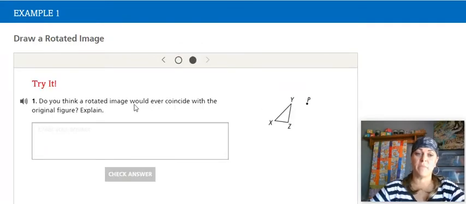Do you think a rotated image would ever coincide or match up, like overlap, with the original figure so that you would not even see the original? It'd just be like one figure. If so, how many degrees would that be? How much would you have to rotate it so that this triangle and the image of the new triangle would end up at the exact same spot?